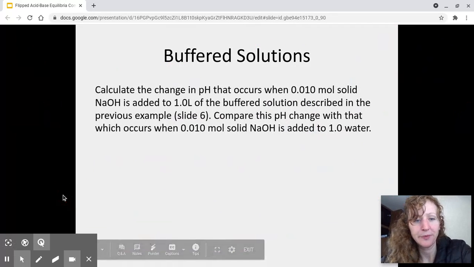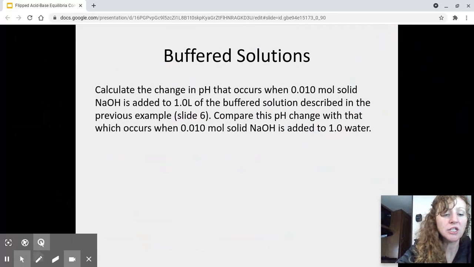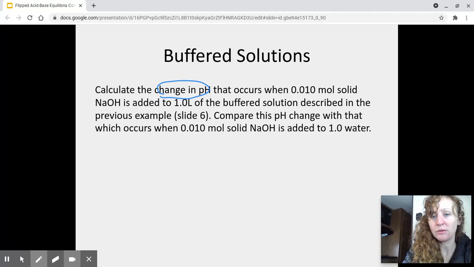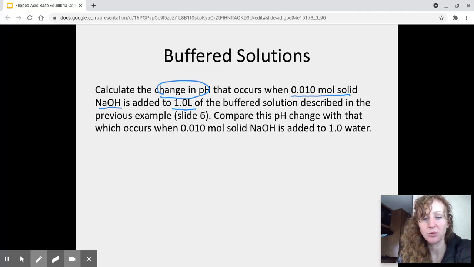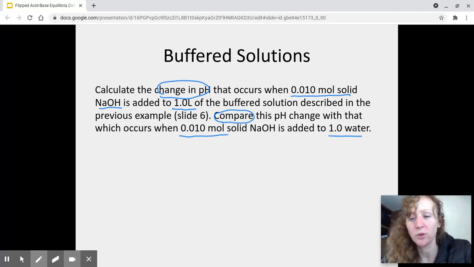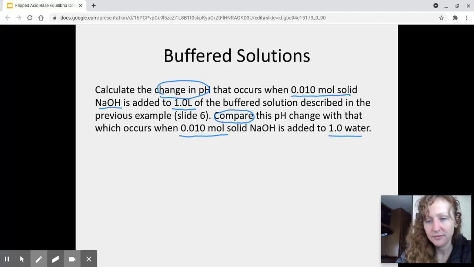Okay, let's do it. Calculate the change in pH that occurs when 0.01 mole of solid sodium hydroxide is added to 1 liter of the buffered solution described in the previous example. Compare this to the pH change that happens when 0.01 mole of solid sodium hydroxide is added to 1 liter of water, which is what that should say.